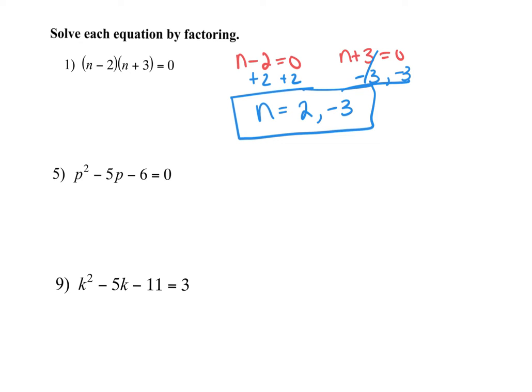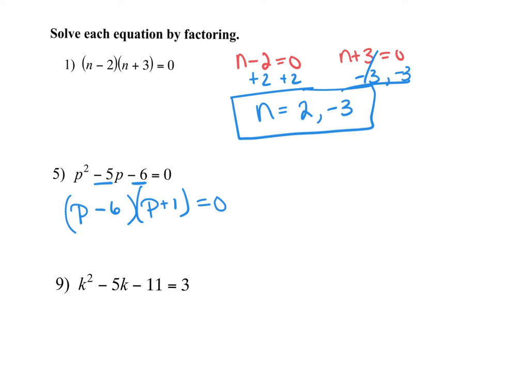So this one's equal to 0. I'm looking for factors of 6. They have to multiply to give me negative 6 and add to give me negative 5. What are those? Minus 6 and plus 1. Negative 6 times positive 1 is negative 6. Negative 6 plus 1 is negative 5.